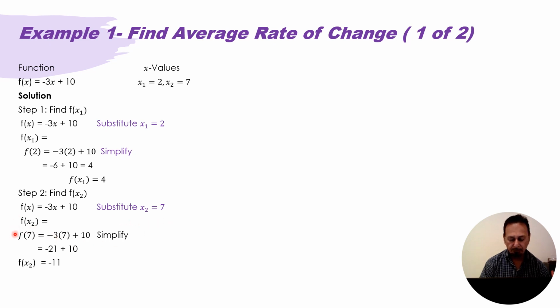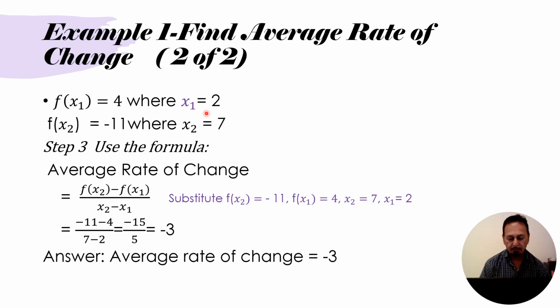So f of x2 equals f of 7, which would be negative 3 times 7 plus 10. That will be negative 21 plus 10, which is minus 11. So f of x2 is equal to minus 11. Now we have found f of x1 is 4, where x1 is 2, and f of x2 is minus 11, where x2 is 7.